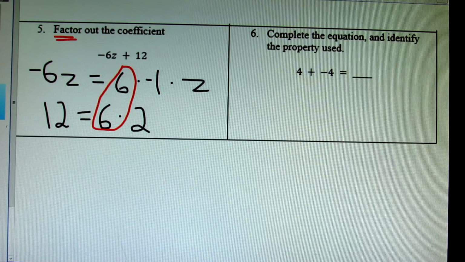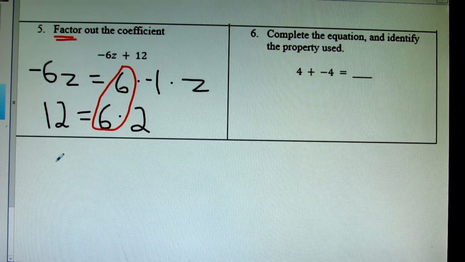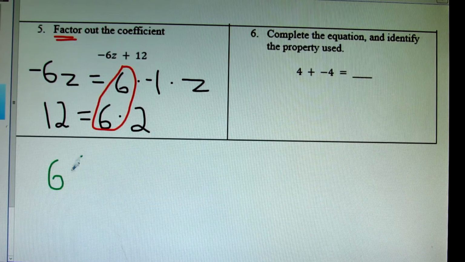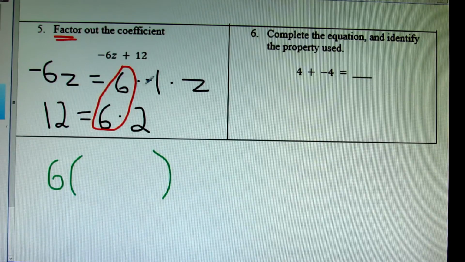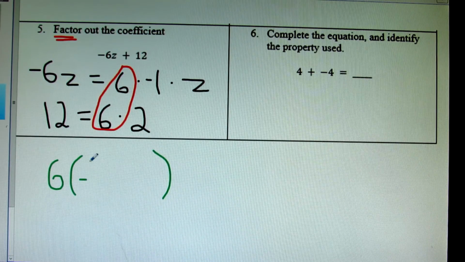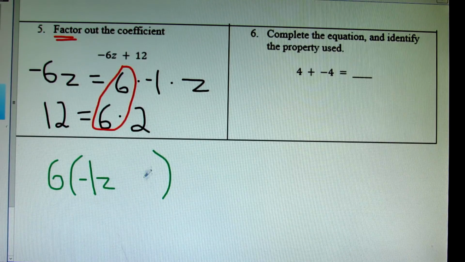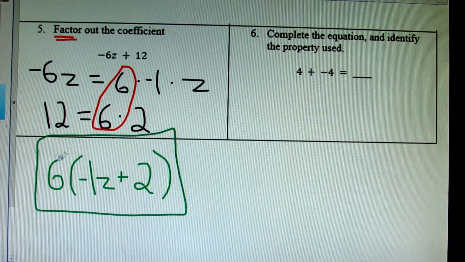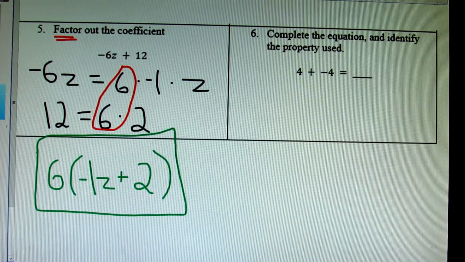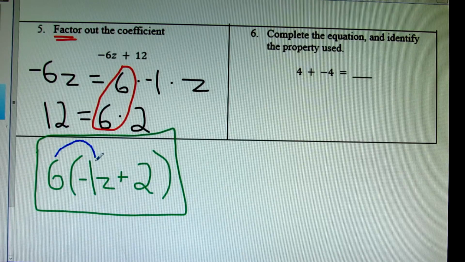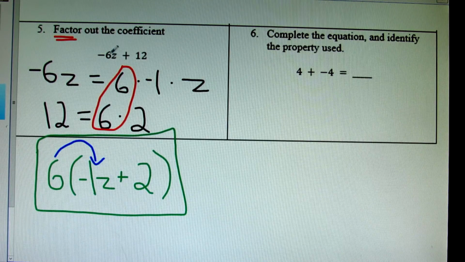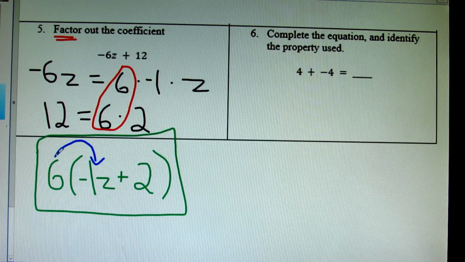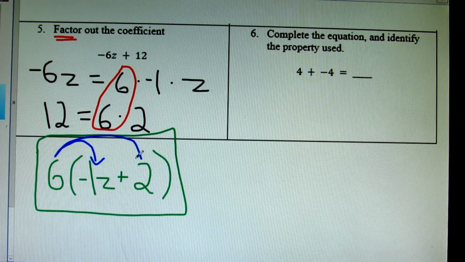Alright, just erase this stuff. Alright, rewriting this as my final answer. I'm going to write it as a distributive question. The 6 is going to go on the outside of a set of parentheses. What's left inside? I have negative 1z on the left side, and I have left over 2 on the right side. The operation will stay the same. Final answer is 6 times negative 1z plus 2. And again, I can check to make sure my answer is correct by distributing. 6 times negative 1, negative 6z. 6 times 2, that's positive 12. So I did it right.